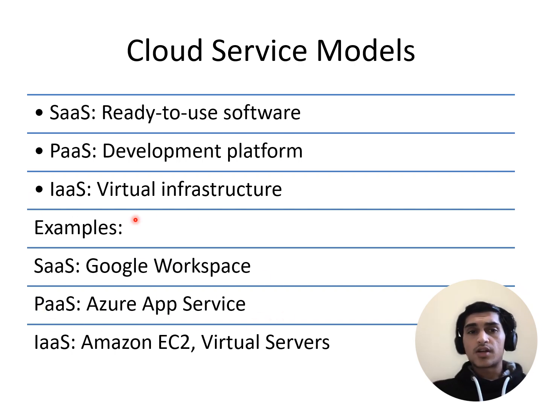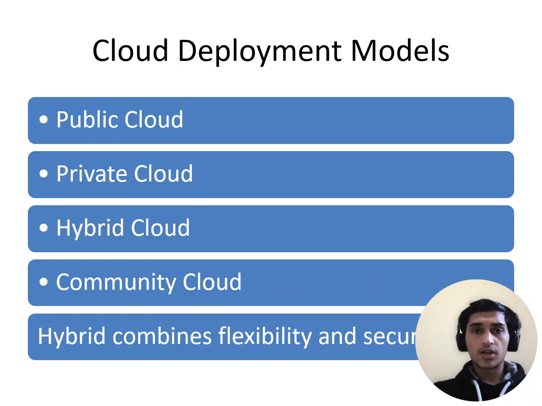Moving on to the next one, IaaS, it's Infrastructure as a Service, which is basically a virtual infrastructure. Amazon EC2 has its own virtual servers on the internet, so we can use it as infrastructure. Those are the models that are included in cloud computing. So let's go to the other slide, which is the cloud deployment models.